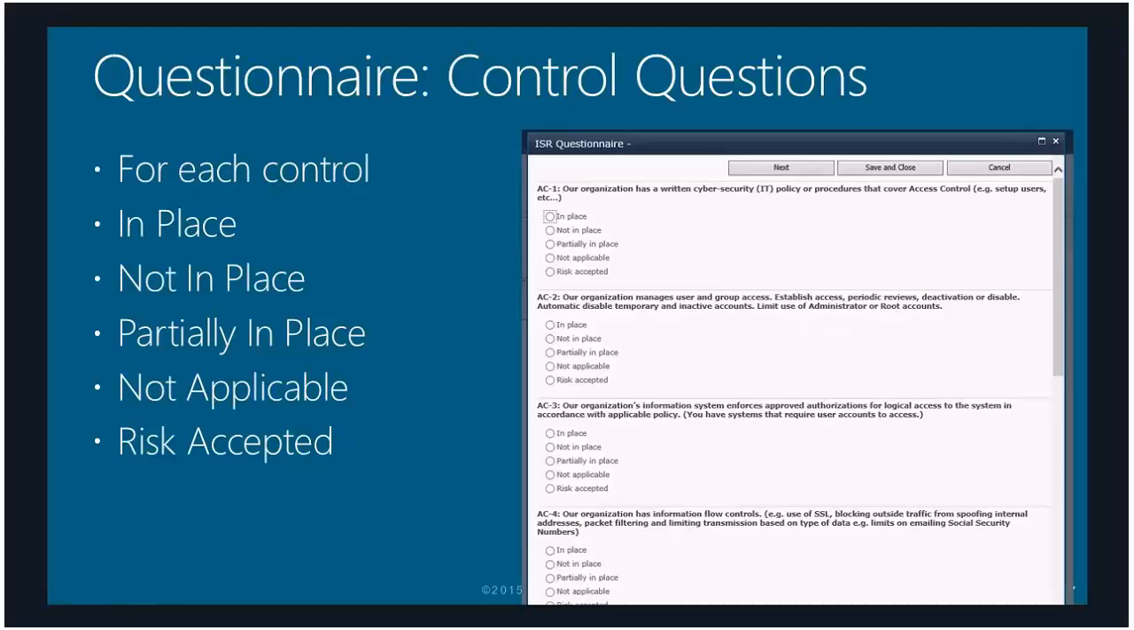Now, this is the one that is really interesting, because a lot of folks will go through this questionnaire and say, well, we don't do this one, but I think it sounds a lot better if I say risk accepted. Well, here's the thing. There are some controls that you can't risk accept, or that I, as an auditor, deem unreasonable. If you're going to risk accept something, you need to have a risk-based reason for doing that.